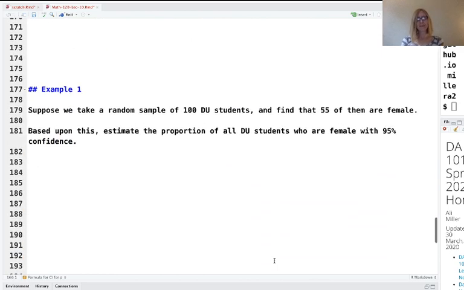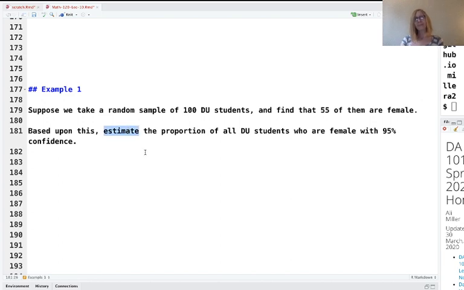Here's an example. This example says, suppose that we take a random sample of 100 Denison students, and we find that 55 of them are female. Based upon this, let's estimate the proportion of all Denison students who are female with 95% confidence.